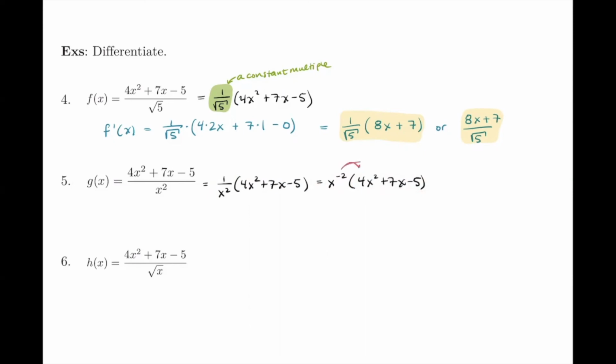Well, the way to do that isn't too difficult in this case. We can just distribute the x to the negative 2 into the parentheses. What that will give us is 4x to the 0 plus 7x to the negative 1 minus 5x to the negative 2. Remember that these exponents are coming from adding the exponent in the negative 2 to the individual exponents that we're multiplying by. That's just an exponent rule. 4x to the 0, that's just 4. Then we'll have 4 plus 7x to the negative 1 minus 5x to the negative 2.